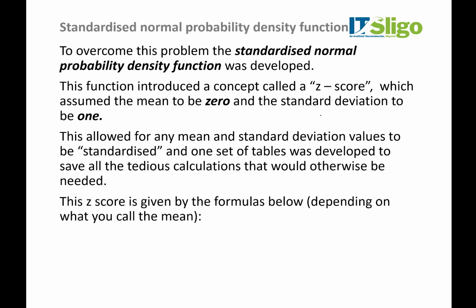So the z-score is given by the formulas below, depending on what you call the mean. This is one version of it. x is the value of interest, x bar is the mean, sigma is our standard deviation. Or alternatively, we can use mu. Again, x is the value of interest and sigma is the standard deviation. So it's pretty much the same formula, just with different representations of the mean.